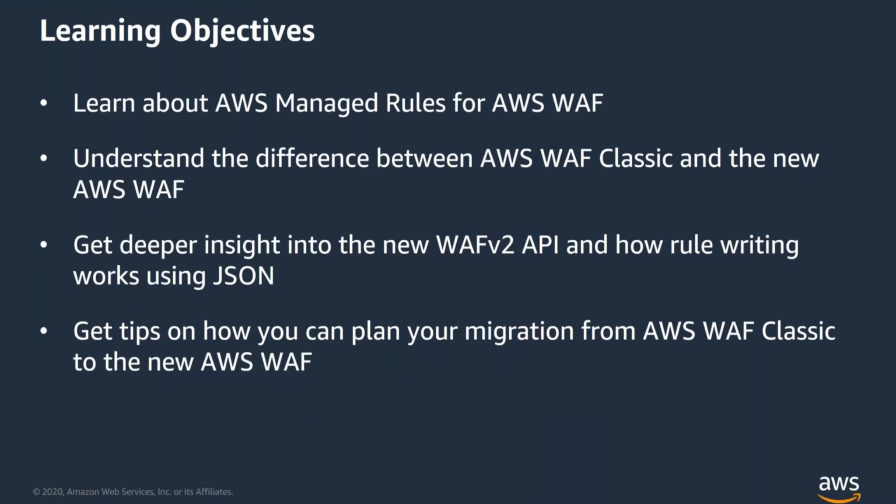So here are some learning objectives that we have for this webinar. First, learn about AWS Managed Rules for AWS WAF. Second, understand the difference between the AWS WAF Classic and the new AWS WAF. Third, get deeper insight into the new API called WAFv2 and understand how the rule writing works using JSON. Lastly, get tips on how you can plan out your migration from WAF Classic to the new AWS WAF.